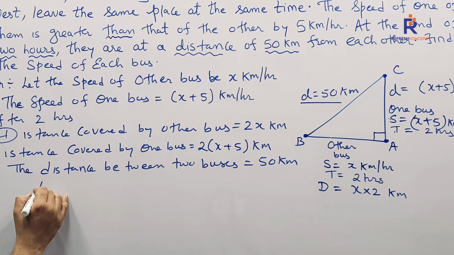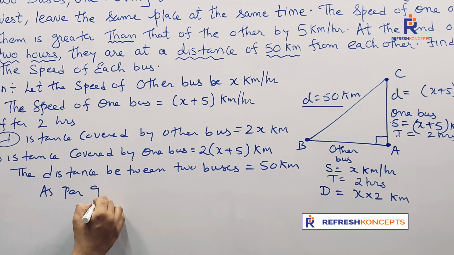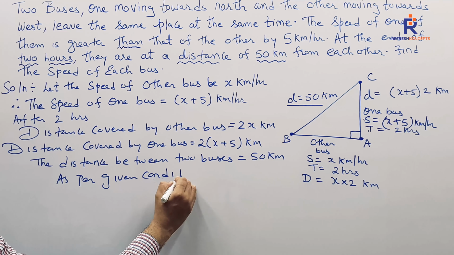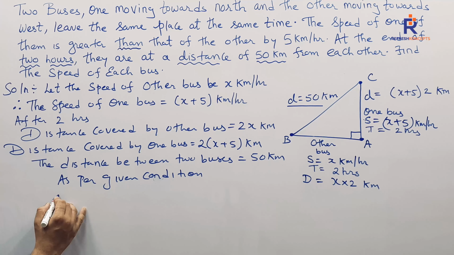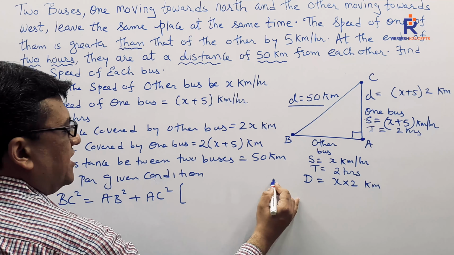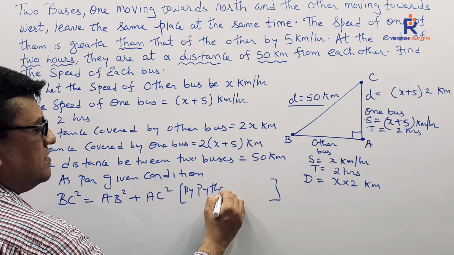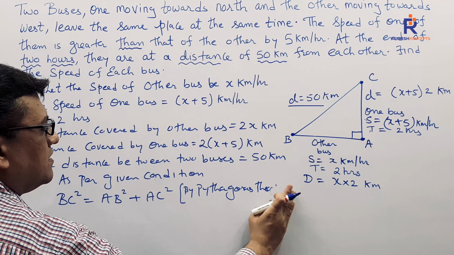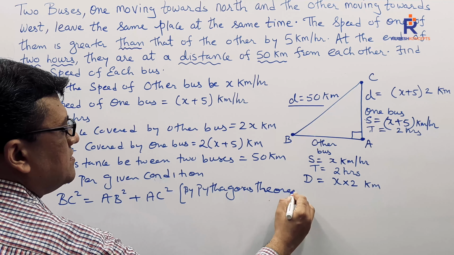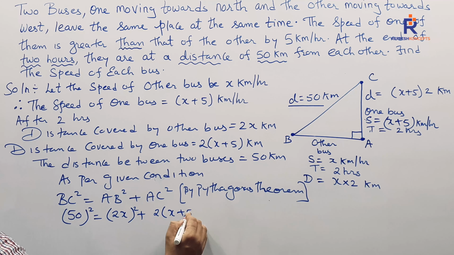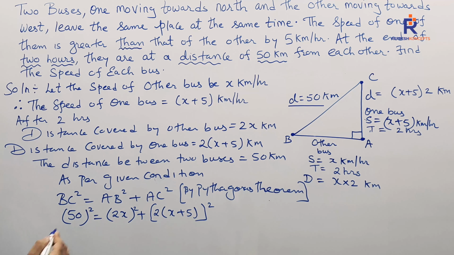Can we say, as per the given condition, by applying Pythagoras theorem, BC square is equal to AB square plus AC square? Those who want can say by Pythagoras theorem. Let me write it down clearly. By Pythagoras theorem, what is BC square? That of AB: 2x square. AC: twice of x plus 5, the whole square. 50 square.